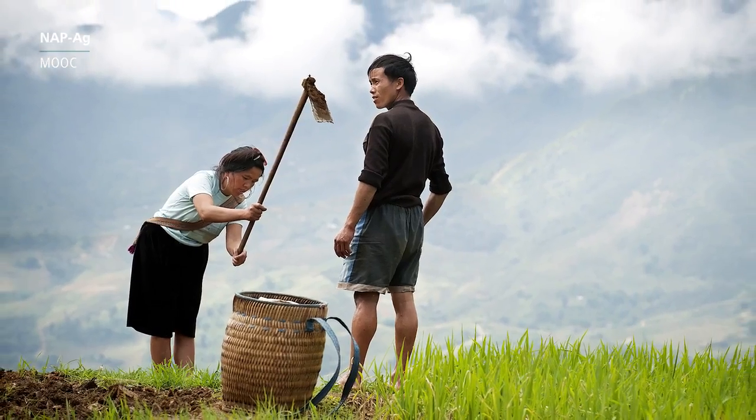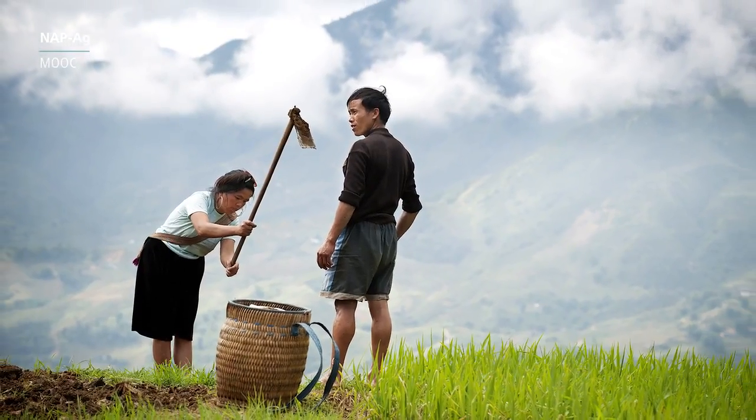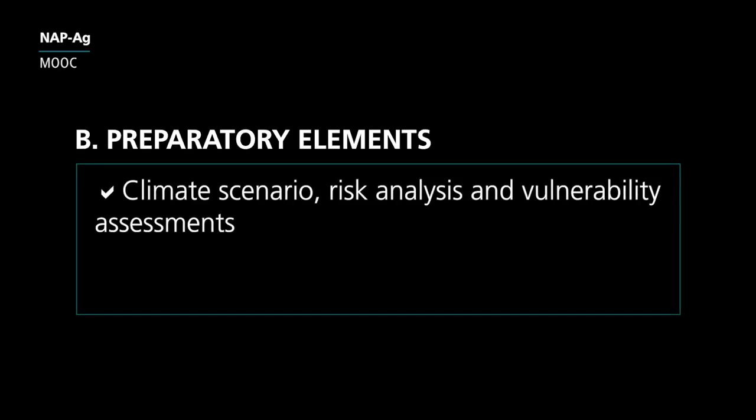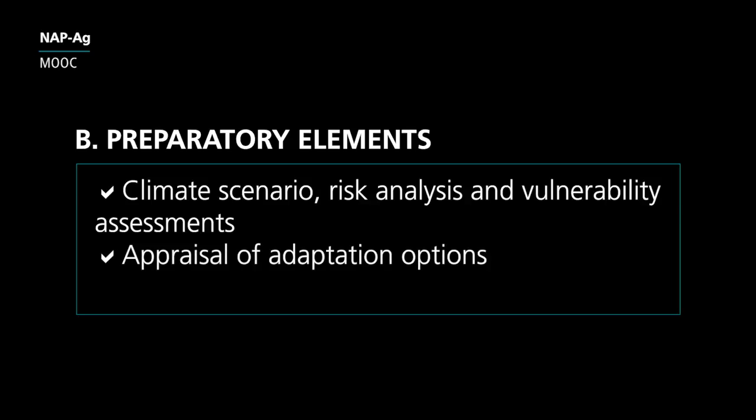To do this, they may need to delve deeper into climate change scenarios and impacts and find out what are the current and future climate risks the country is likely to face. What are the main climate vulnerabilities of key sectors and regions? For this stage, countries may be working on climate scenarios, risk analysis and vulnerability assessments, appraisal of adaptation options, the draft of National Adaptation Plans.